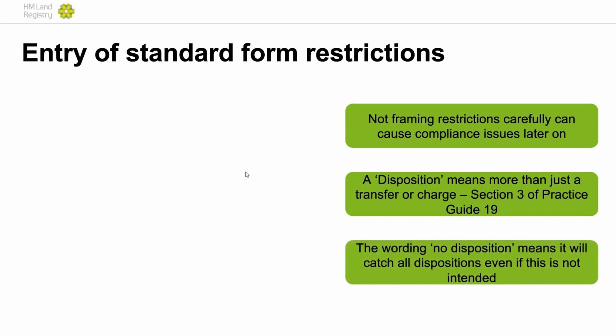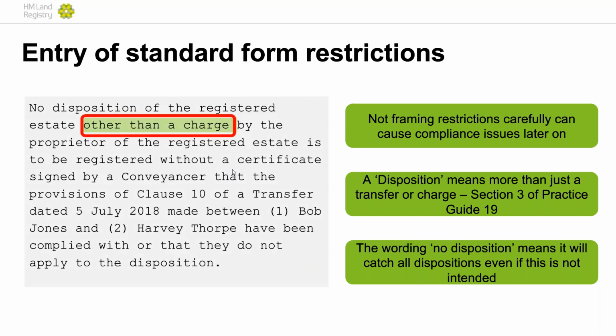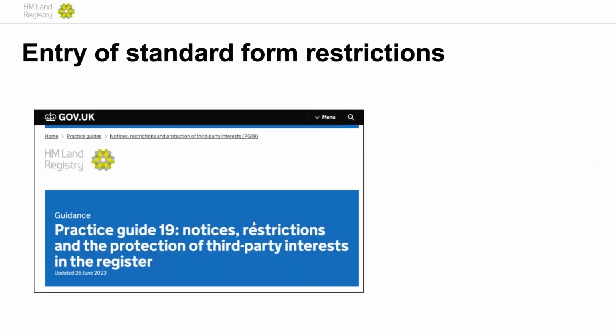The wording "no disposition" means it will catch all dispositions, even if this is not intended. For example, consider whether the restriction is intended to catch a specific disposal, such as a transfer, or this and all other dispositions. For instance, if a charge is not intended to be caught by a restriction, the wording "no disposition of the registered estate other than a charge" is appropriate. An example of this wording is now on screen.